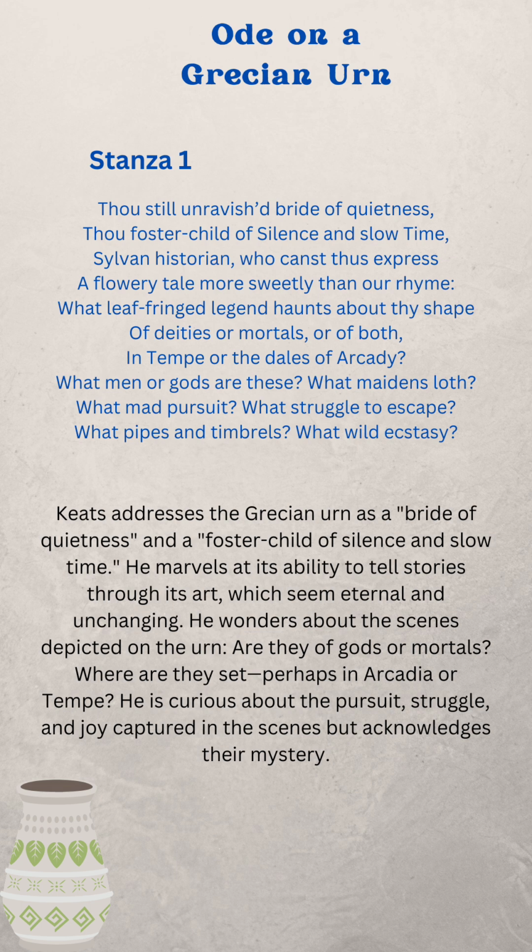So, in the first stanza, the speaker or the poet is standing before an ancient urn and he addresses it as the unravished bride of quietness. Here, unravished means untouched. The urn is a bride and it is wedded to quietness. And after its creation, it is not touched by any person. Then he addresses it as the adopted child or the foster child of silence and time.